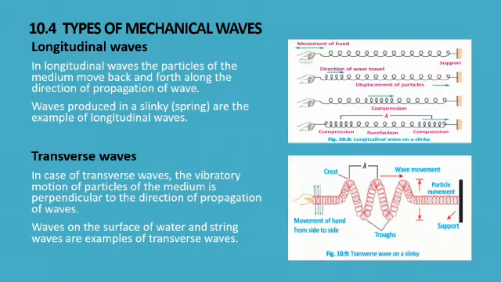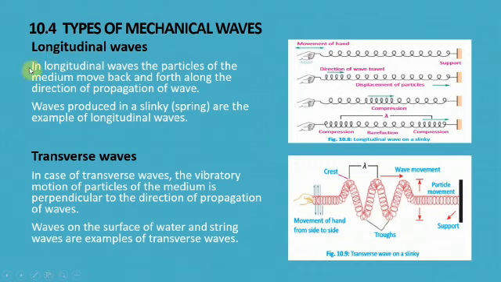Today our topic is types of mechanical waves. Students, as these are types of mechanical waves, both of these types will require a medium for their propagation, because mechanical waves require a medium for their propagation. The first type of mechanical waves is longitudinal waves and the second one is transverse waves.